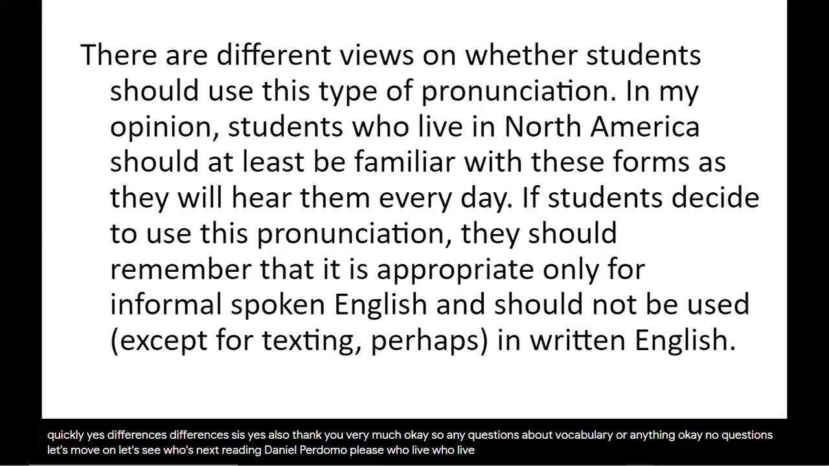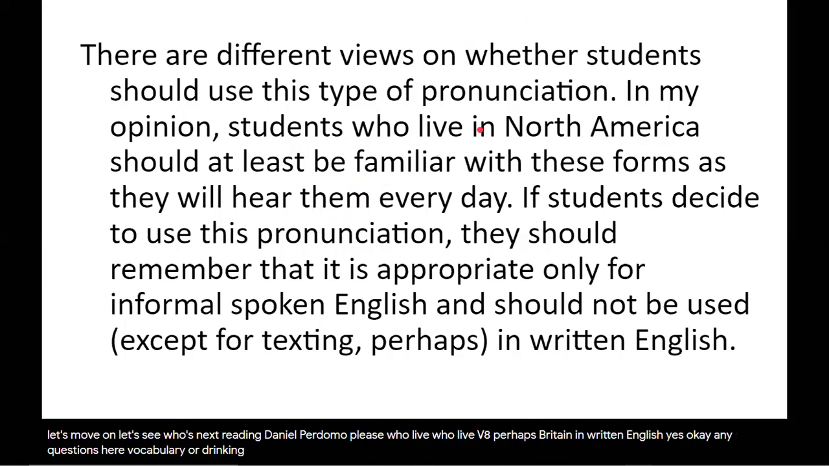If a student decides to use this pronunciation, they should remember that it is appropriate only for informal spoken English and should not be used except for texting, perhaps, in written English. Okay. Any questions here? Vocabulary or anything? Perhaps.